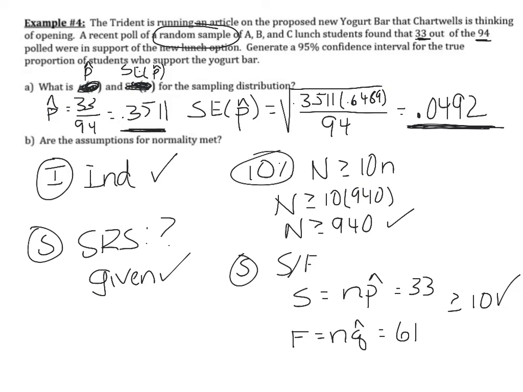So we have met all 4 requirements for normality, which means that, again, we can use a confidence interval that is based off of a Z star value, because Z star is directly tied to the normal distribution. And that's the importance of that. So we're good to go. Let's move on to the next part.